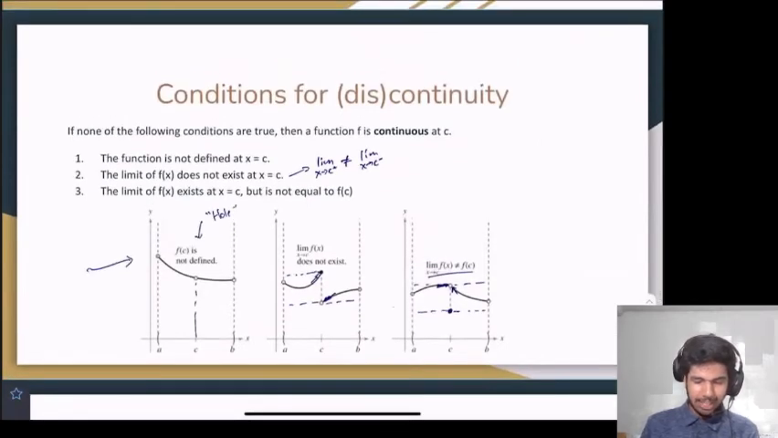So if a function is any of these three things, then it's discontinuous. If it's none of these three things, then it's continuous.